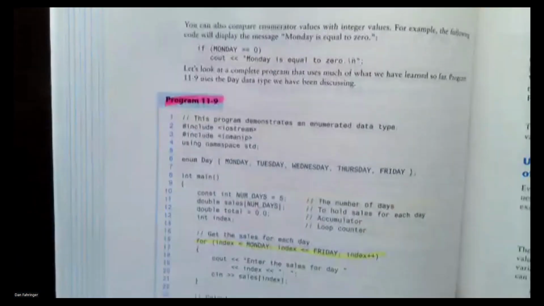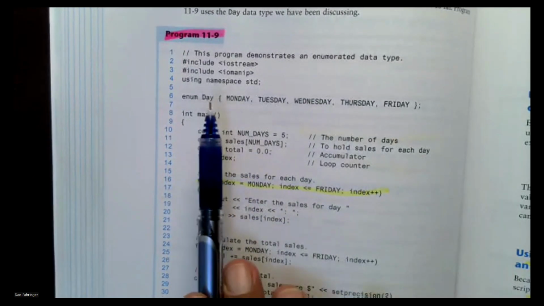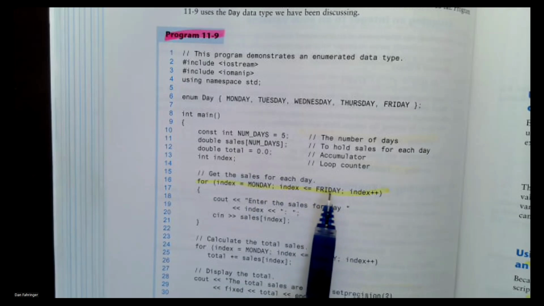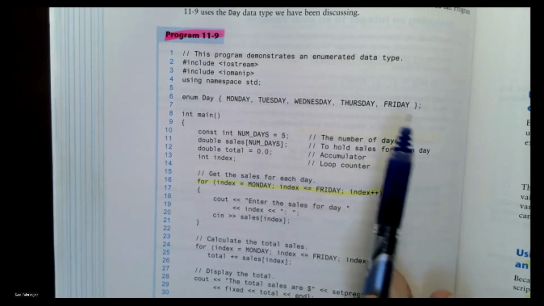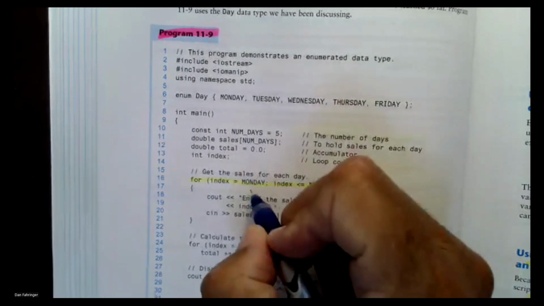Okay, good. A couple of things out of the book. Code listing 11.9. Here I have an enumerated data type called day, and you notice down here in line 16, I'm going from Monday to Friday. I'm going from 0 to 4. Less than or equal helps me because I don't have one after that.